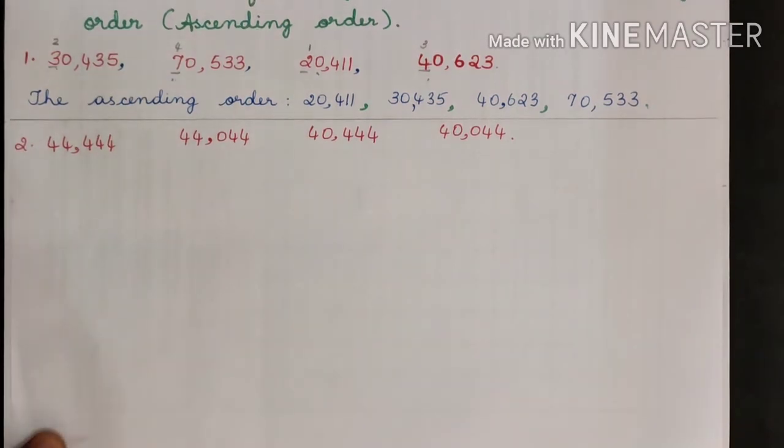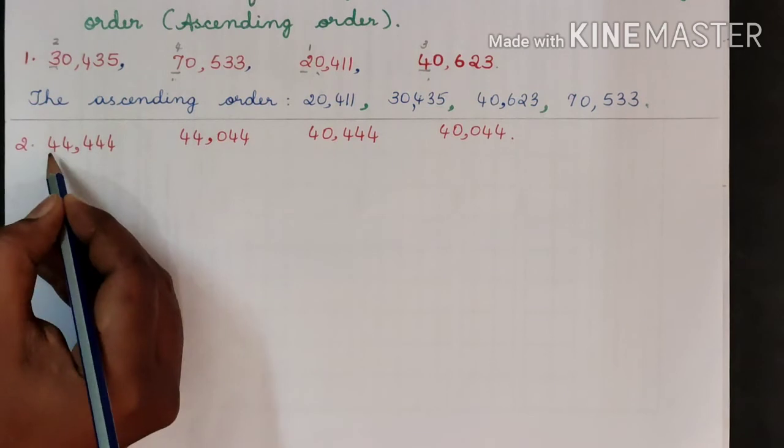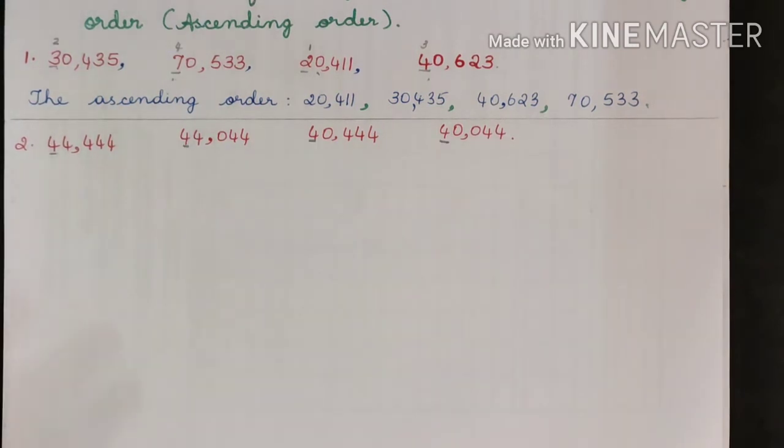Will you tell me what is the method? What is the first step? Good. We have to compare the highest place, or we have to compare 10,000th place. If we see 10,000th place, in all the 4 numbers, 10,000s are same. What shall we do when 10,000s are same?